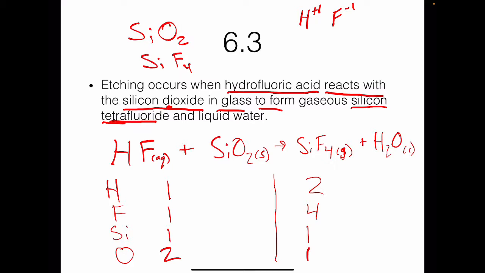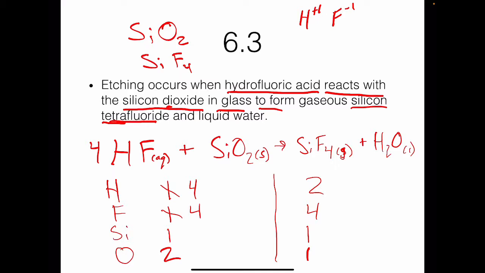We can see that there's 4 fluorine on the right, there's 1 fluorine on the left, which means I need to put a 4 for a coefficient in front. This changes the number of hydrogen from 1 to 4, and it changes the number of fluorine from 1 to 4. Now, this gets us pretty close. I don't want to mess with the fluorine on either side. I do want to change the number of hydrogen on the right side now, because I can see now that I have 4 on the left, I only have 2 on the right.